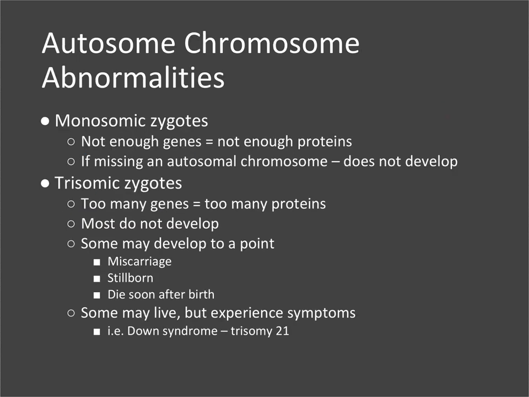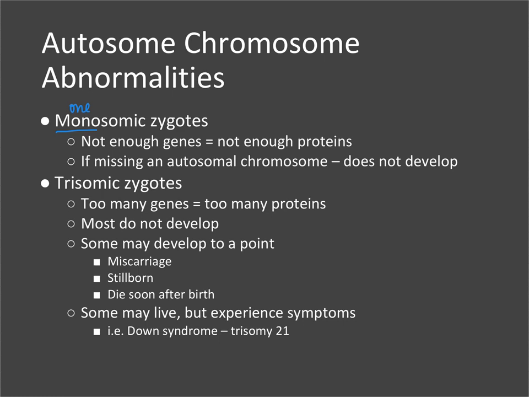Now, as you can imagine, having too many chromosomes or not enough chromosomes typically causes problems. So first of all, let's take a look at the monosomy condition. So monosomic zygotes. These are the zygotes that are missing at least one chromosome. Because remember, mono means one, and it means that instead of having homologous chromosomes for all of their chromosome pairs, they're missing one of those necessary chromosomes.